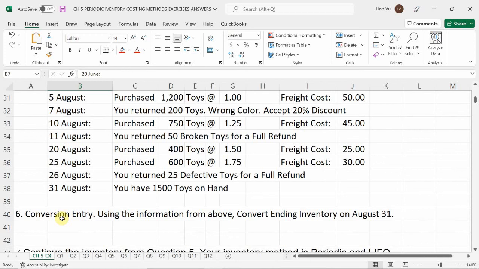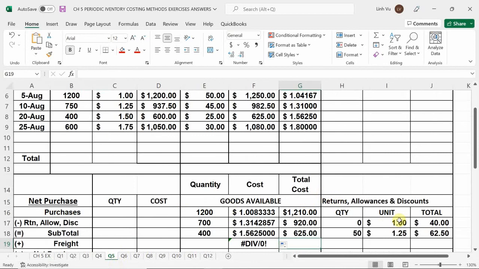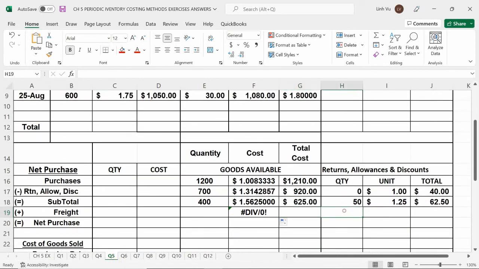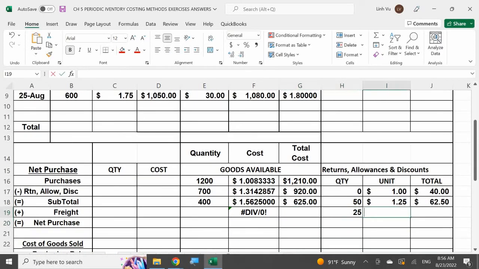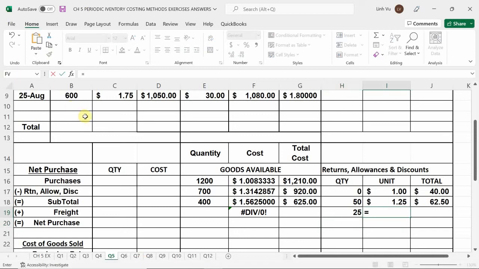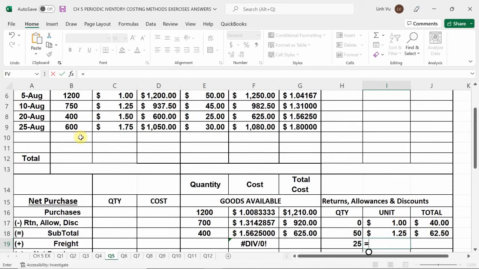August 26th, you end up returning 25 defective toys for a full refund. So this time you end up actually testing the product and they don't work. So you call the vendor and you ask for a full refund on 25 toys. So you're returning for sure 25. What was my original unit price that I purchased for this batch of inventory?